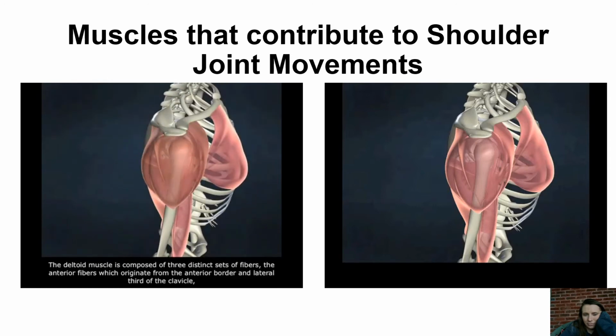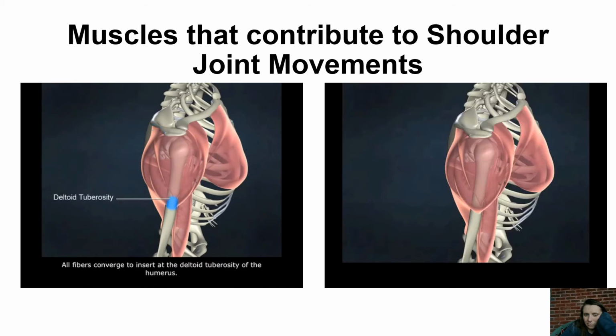The deltoid muscle is composed of 3 distinct sets of fibers: the anterior fibers, which originate from the anterior border and lateral third of the clavicle; the middle fibers, which originate on the lateral margin and acromion of the scapula; and the posterior fibers, which originate on the posterior border of the spine of the scapula. All fibers converge to insert at the deltoid tuberosity of the humerus.